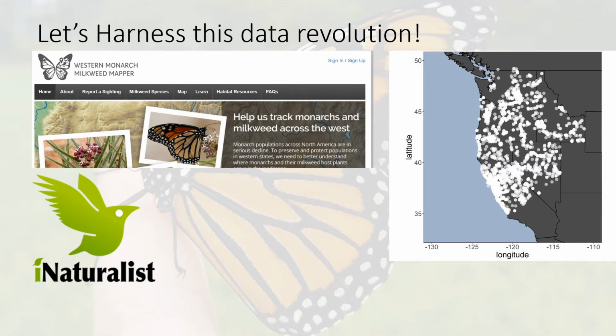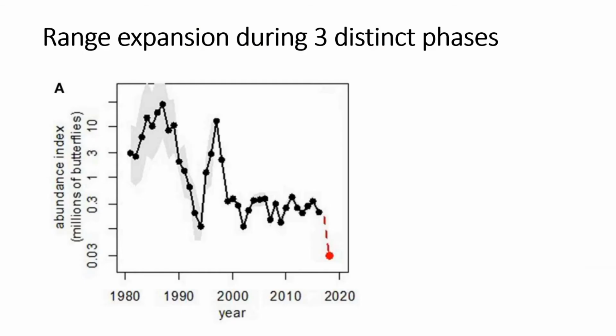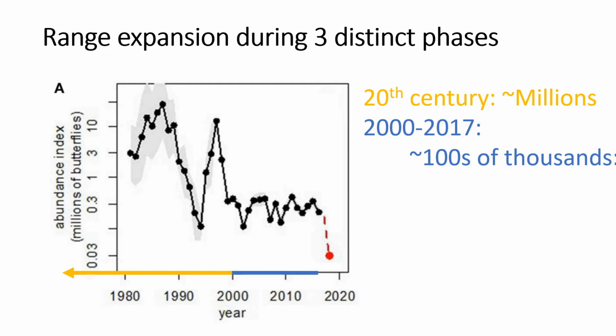To look at how population size has impacted the range expansion of these butterflies, I'm going to focus on breaking the data into 3 time periods, which correspond to the 3 different orders of magnitude of population sizes. So all of our data before 2000 will be lumped together. That's when we had millions of butterflies. And then all of our data from 2000 to 2017 will also be lumped together. That's when we had hundreds of thousands of butterflies. And finally, we'll lump together all of the data from the last 2 years, when we had roughly 30,000 individuals.